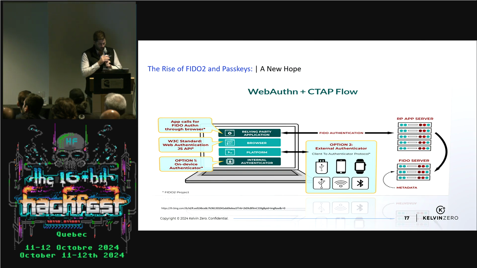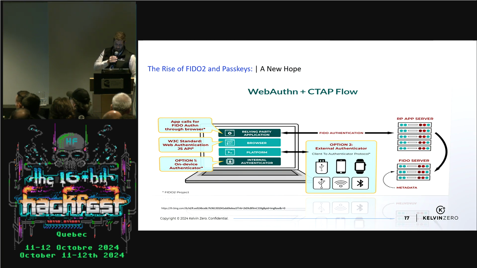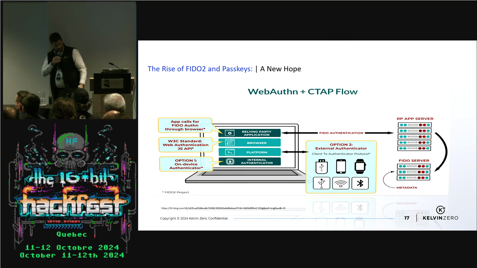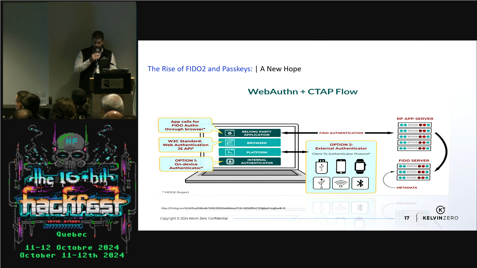So you typically have a relying party, as I mentioned, or an application per se. You have the browser that's involved. You have a platform. You have internal authenticators as well that can be used. That's optional. It's an on-device authentication. Think of TPMs on laptops, secure enclaves on phones, etc. Then there's a second option, which is an external authenticator. That can be a USB key, could be a mobile device, could be a smart device such as a watch, could be a card. There's all sorts of form factors here.